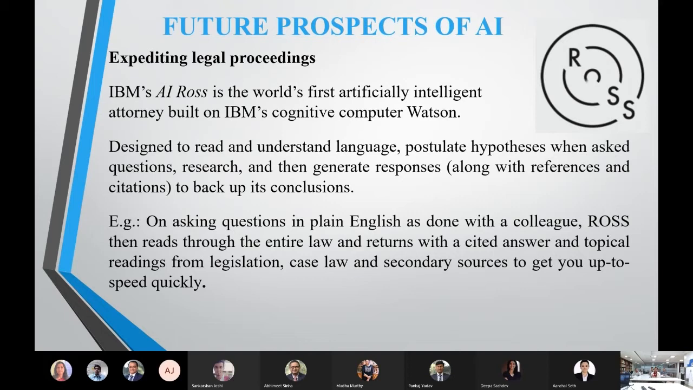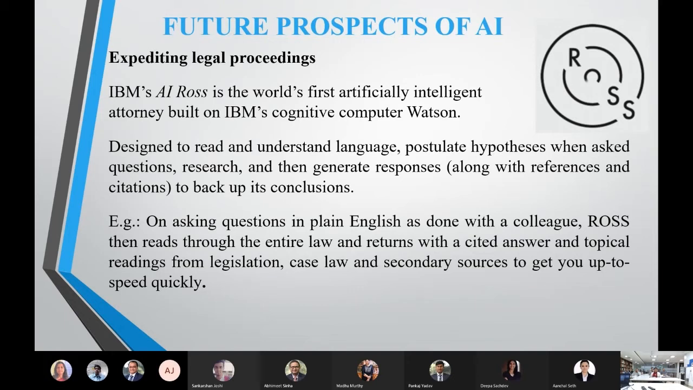Now, in the case of IBM, the AI ROSS has been developed. This is the first artificially intelligent attorney, developed by IBM on their cognitive computer called Watson. If we know the skills of this software, it's very interesting. It's actually designed so that it can read, it can understand language, it can postulate hypotheses. As I've illustrated here, if you ask a question in plain English, then it can answer also, and it can give you the entire law.